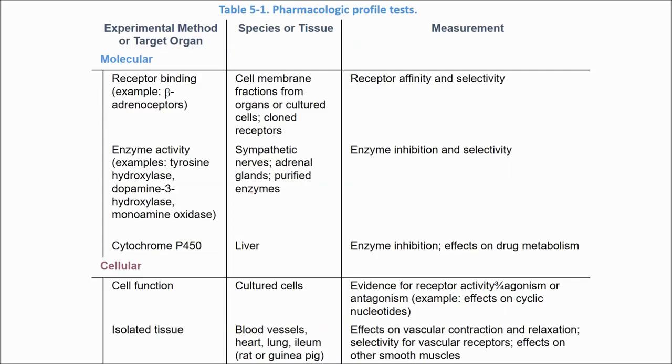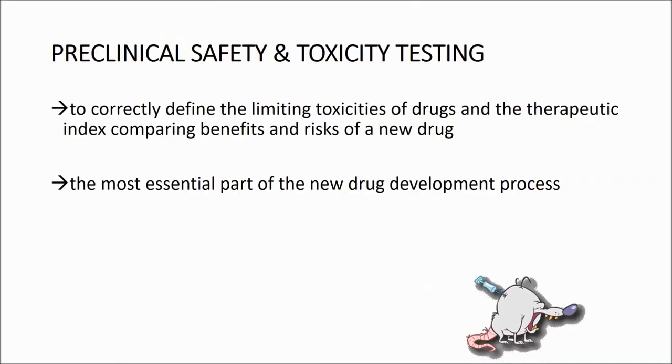Preclinical testing. So in preclinical testing, we have different experimental methods or target organs. We can use also species or tissues to measure certain outcomes. So for example, we can have molecular level and we can have cellular level. In cellular level, we can use cultured cells or isolated tissues to study, for example, isolated tissue, blood vessels of the heart, to study the effect on vascular contractions and relaxation, selectivity for vascular receptors, effects on other smooth muscles. If we go to molecular level, we can study cytochrome P450, target tissue is the liver, to see enzyme inhibition, effect on drug metabolism, for example. These are all areas we assess in preclinical safety and toxicity testing.